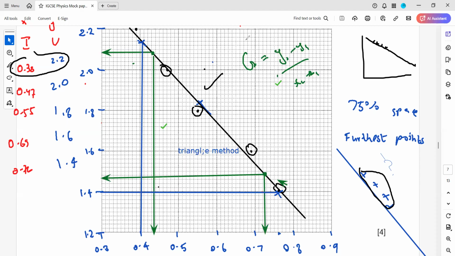This is also called the triangle method. Why is it called the triangle method? Because when you complete these lines, it makes a triangle, the base and the perpendicular. So this method, y2 minus y1 over x2 minus x1, is also the triangle method.